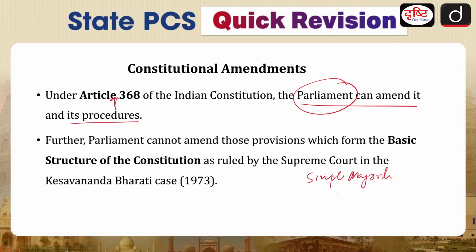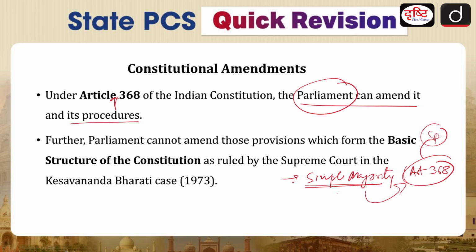There are certain areas of the constitution which can be amended with the simple majority, and that is why they are not, you can say, amendments under Article 368, because under Article 368 you will require a special majority. So those provisions which can be changed with the simple majority will not be considered as a constitutional amendment under Article 368. That is one thing.